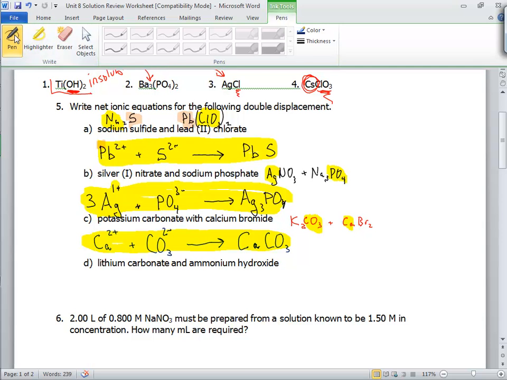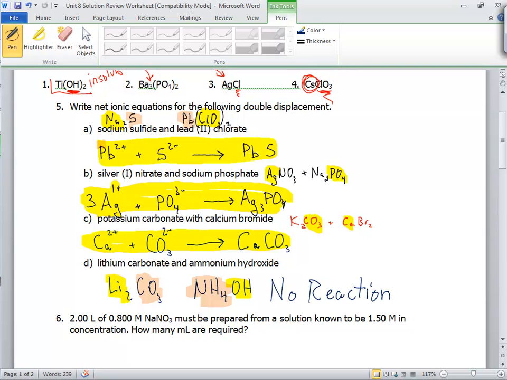Now, on the test that you will be taking, it is possible that you would encounter something like this, where you look at the lithium and the carbonate, and you look at the ammonium and the hydroxide, and you think, am I going to get a precipitate when I combine this and this? No, because alkali metals and ammonium salts are soluble. So either combination of these will not form a precipitate. And so this is no reaction, and that's all you need to tell us for the net ionic equation.